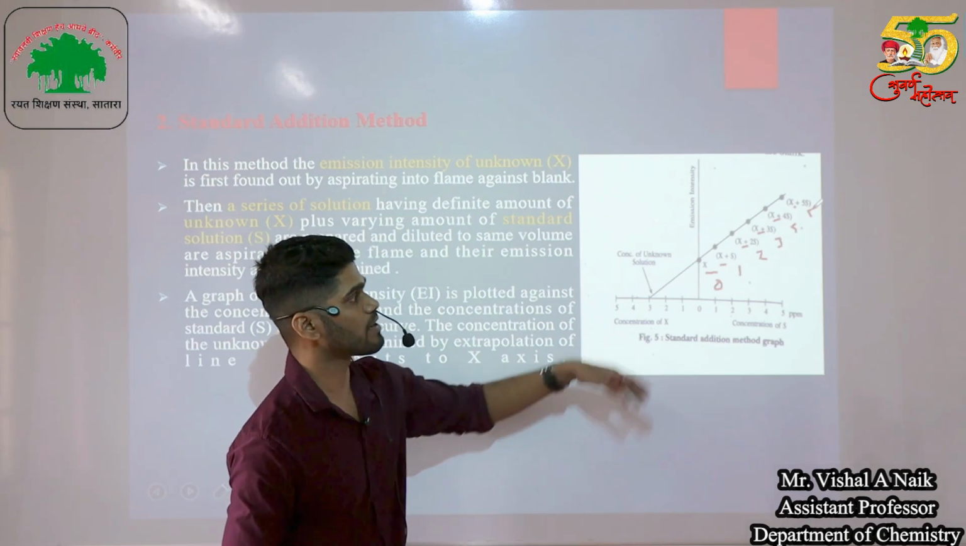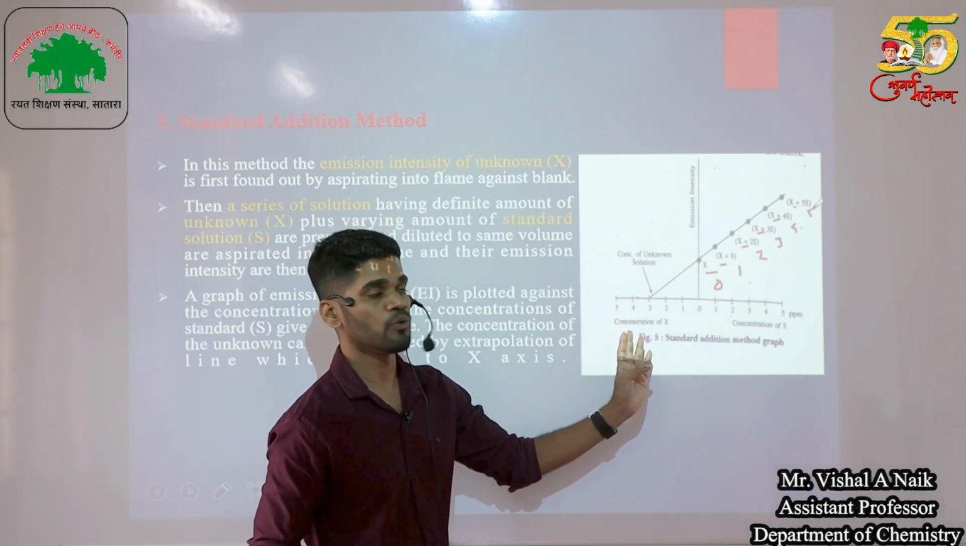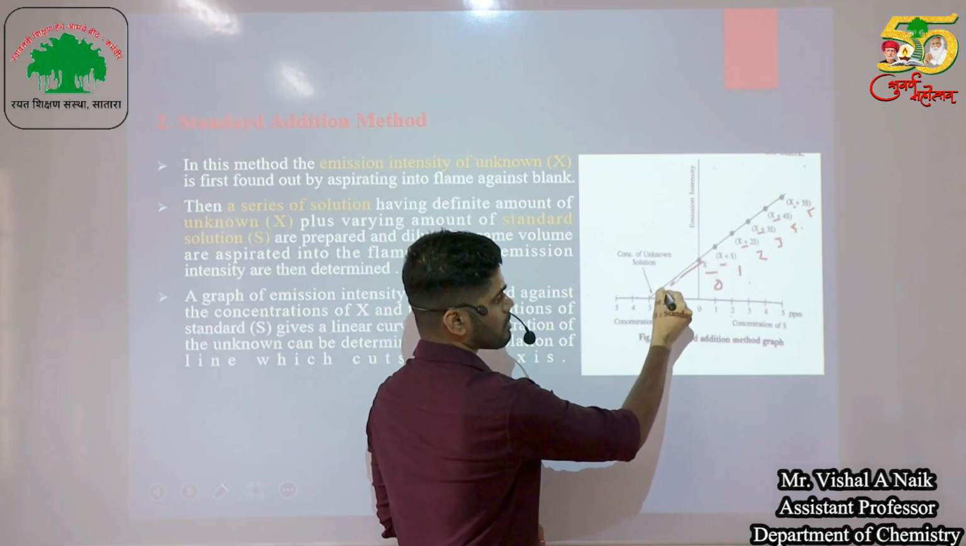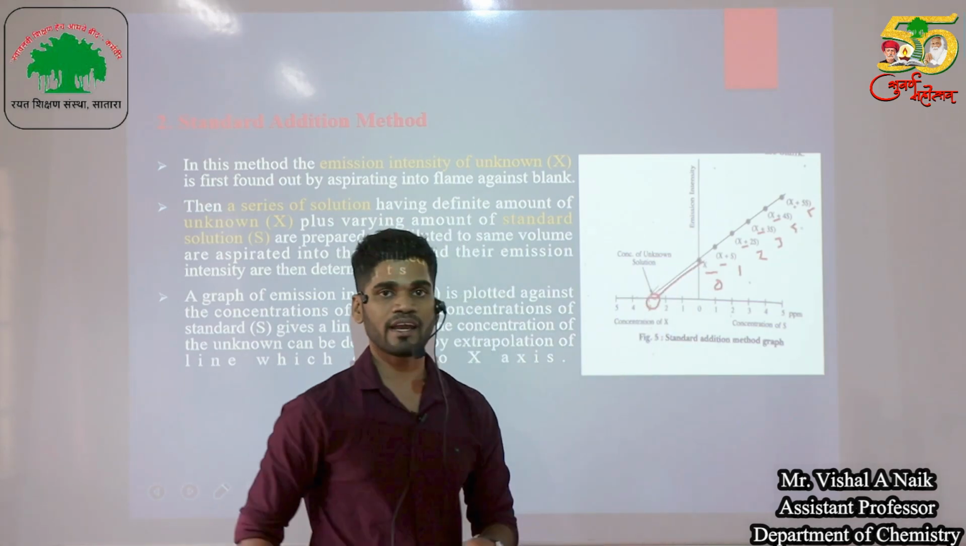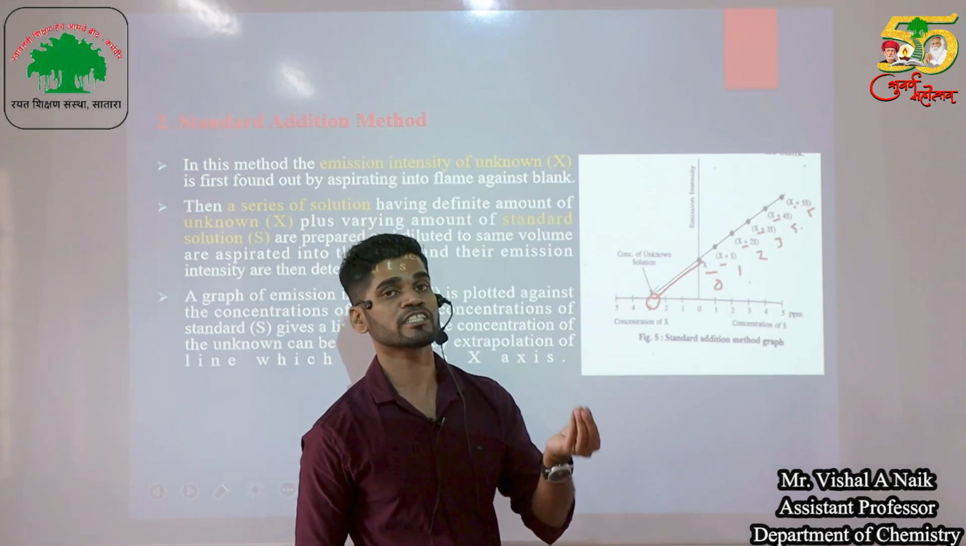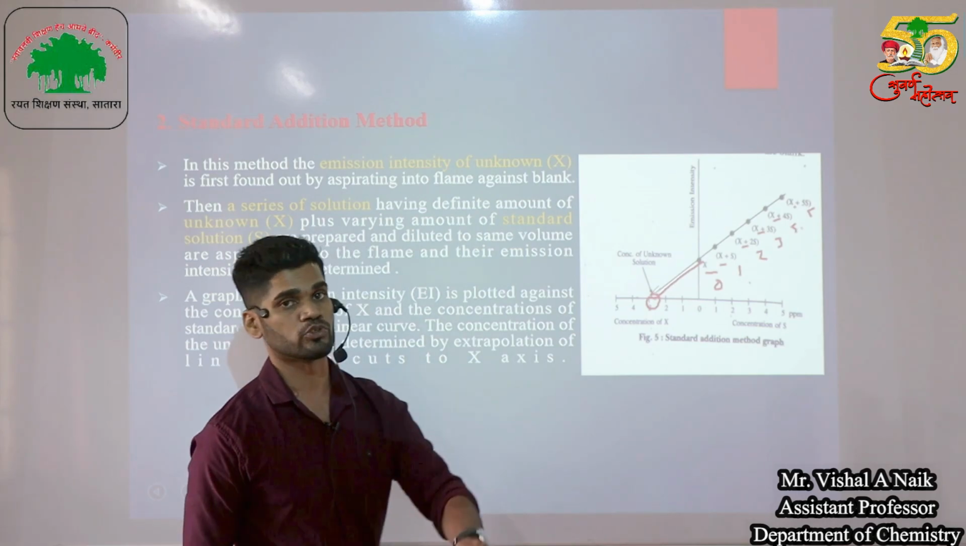Then we plot a graph of emission intensity against concentration of standard and concentration of unknown. We get this type of graph, and if we extrapolate that graph to the other side, we get the concentration of our unknown sample solution. So this is called the standard addition method, because we add varying amounts of standard solution to it.